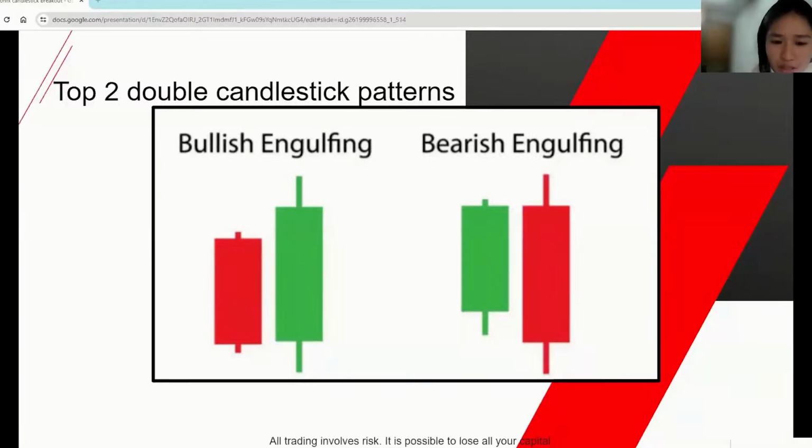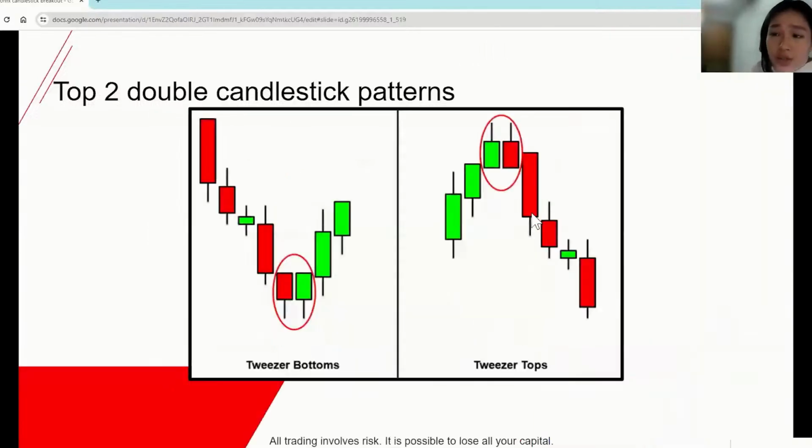Okay, that's pretty straightforward, I think. So let's move on. Next, we have the tweezer bottoms and tweezer tops. Again, your tweezer bottoms are reversal patterns from a downtrend into an uptrend. The color of your candlesticks will tell you exactly the direction of price. Here we see prices moving in a downtrend. Your first candlestick is red, and the second candlestick has the exact same shape with no upper wick, moving in an uptrend with price in a green candlestick.